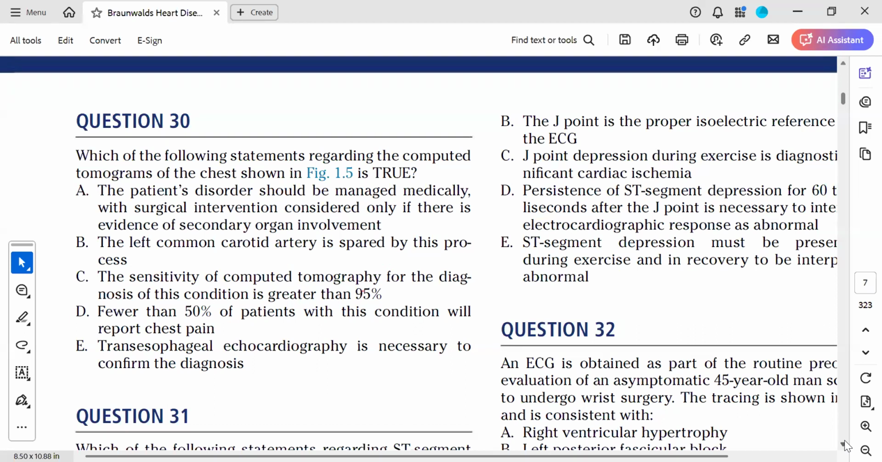Now, the option says fewer than 50% of patients with this condition will report chest pain. Usually 80 to 90% of patients with aortic dissection present with chest pain, also making this one false. Now, transesophageal echocardiography is necessary to confirm the diagnosis. This is a false statement because the sensitivity and specificity of computed tomography is far higher than that of transesophageal echocardiography, also making this statement false.